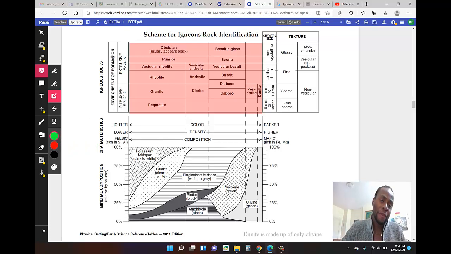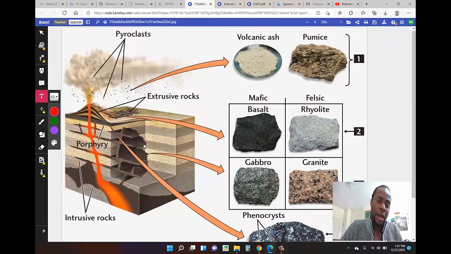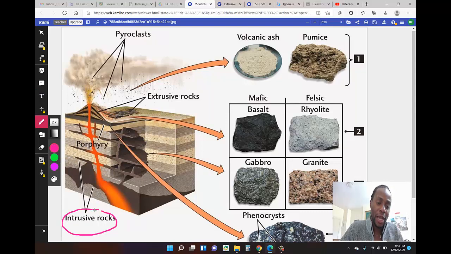Okay, to the left is the environment of formation. All right, igneous rock are formed in different environments. Okay, some of them are formed inside the earth, some of them are formed outside the earth. To make it a little bit clearer, I have this picture here. Now, this picture here just shows you the intrusive igneous rock, which means these are rocks that are formed inside the earth. These rocks did not make it to the earth's surface.